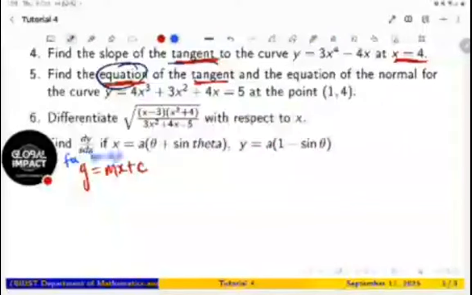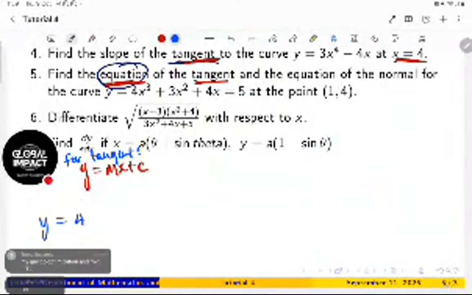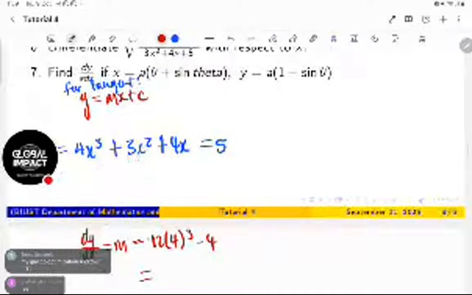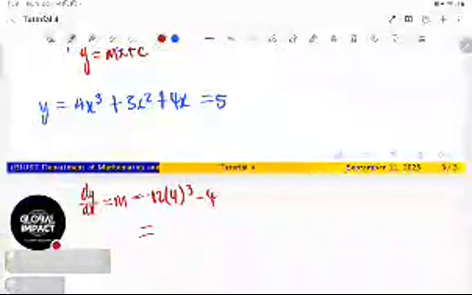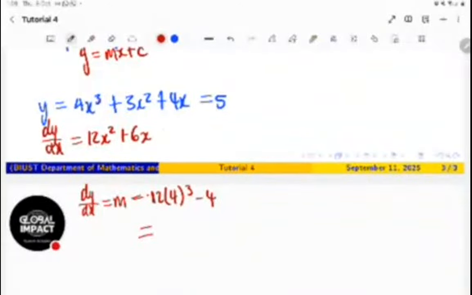For the tangent, to say m is equal to, first you should put the curve. You skip 2 lines, then you put your curve. Your curve in number 5 is y equals 4x cubed plus 3x squared plus 4x equals 5. So what are you going to do here? You are going to differentiate. This is your y. You are going to find dy/dx. Drop the power: 4 times 3, 12, x to the power of 2, plus 2 times 3, 6, x to the power of 1, plus the derivative of 4x.